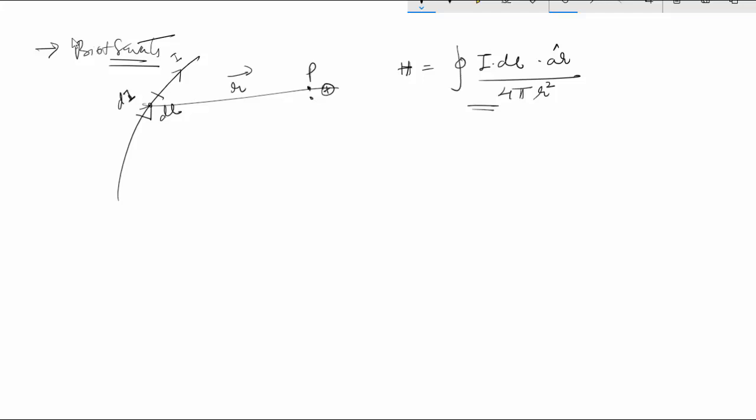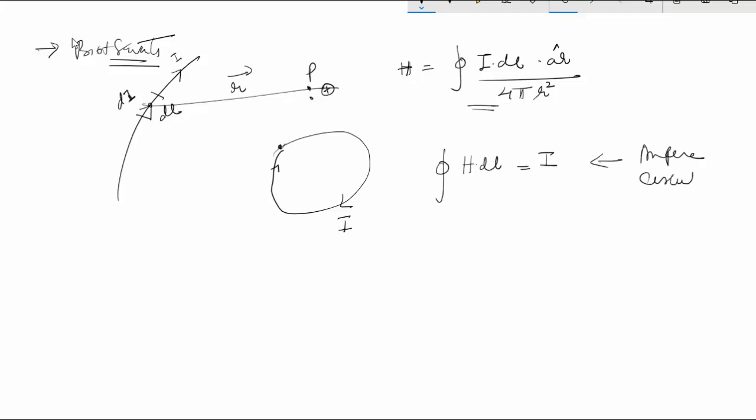And now if I am having a closed path through which a current is flowing, and if I am starting from a point and coming back to the same point, then the integration of the magnetic field intensity over a closed path will give me the current flowing through that path, which is known as the Ampere Circuital law. So this video was about the derivation of the Ampere Circuital law.